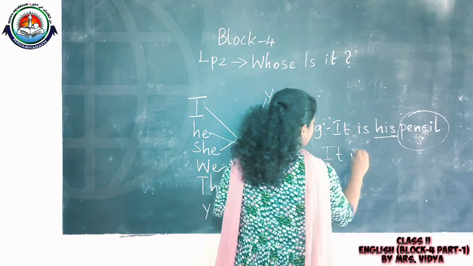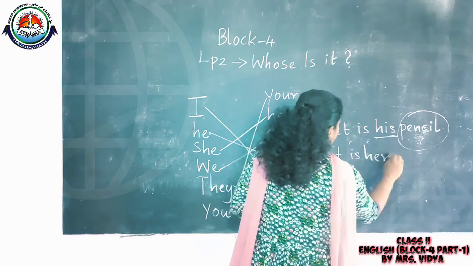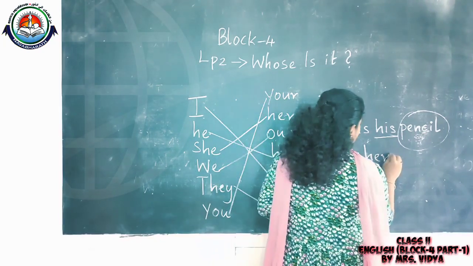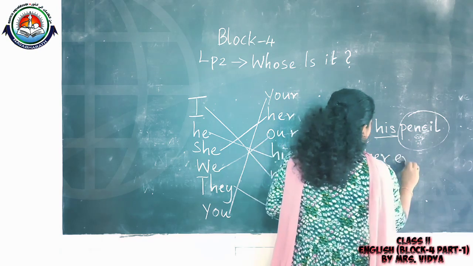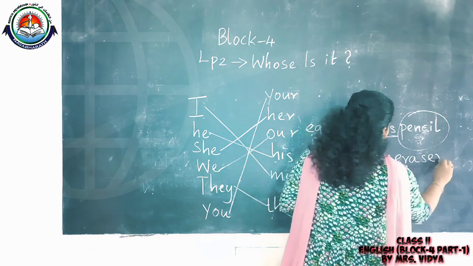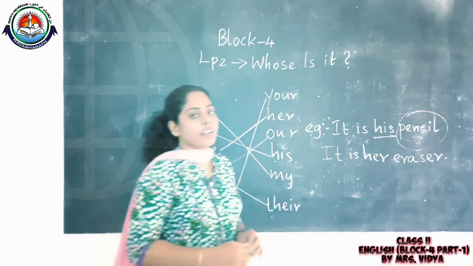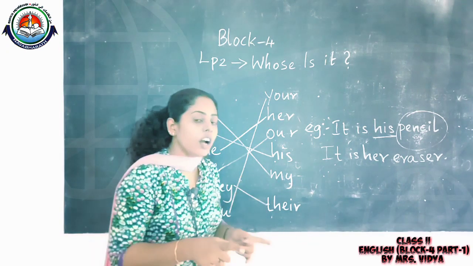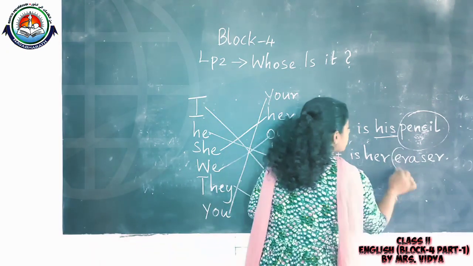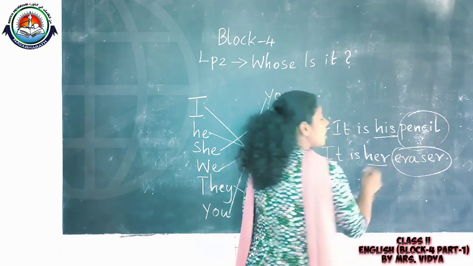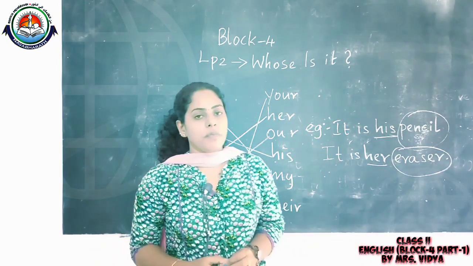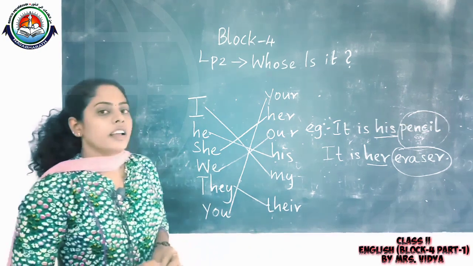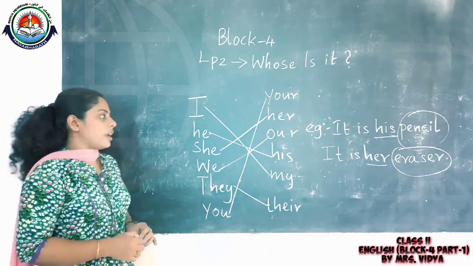It is her eraser. So, eraser is the naming word. This is the possessive pronoun. Did you understand, my dear children? Is it clear for you? Okay.